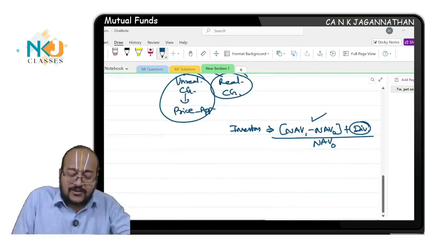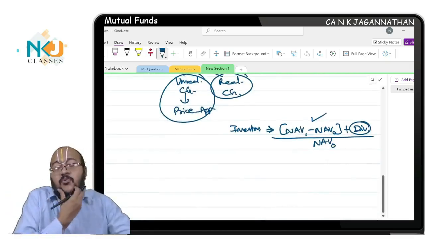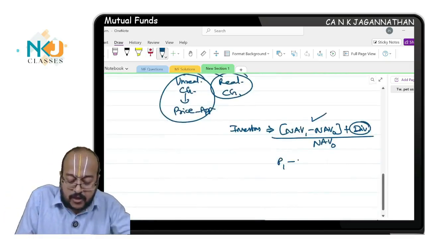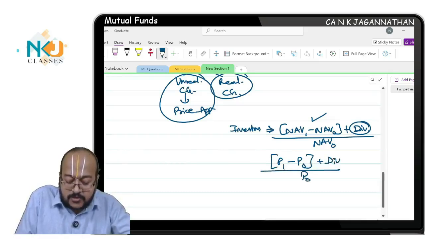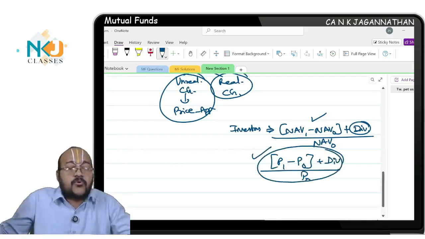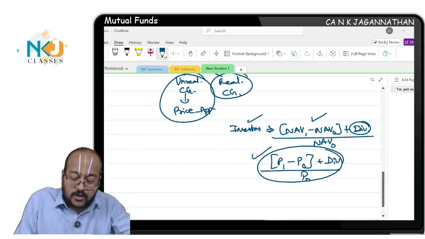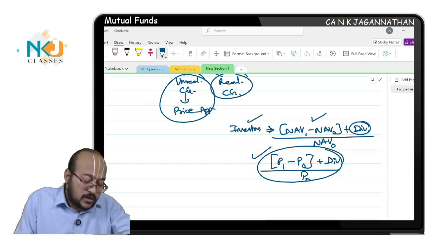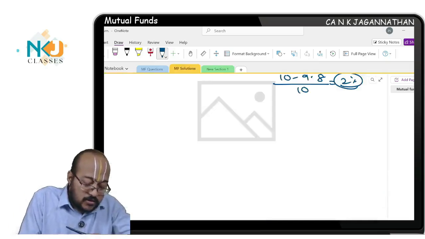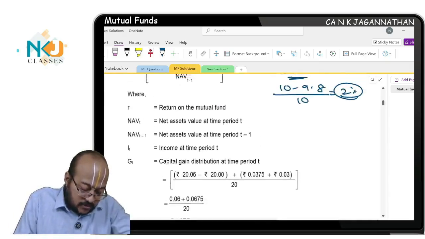It is as good as what we learned in portfolio management, P1 minus P0, which is nothing but the capital gains portion, plus dividend, divided by P0. This we learned in the portfolio management chapter. The same thing, replicated in terms of NAV, is how you compute return from the fund. Correct?